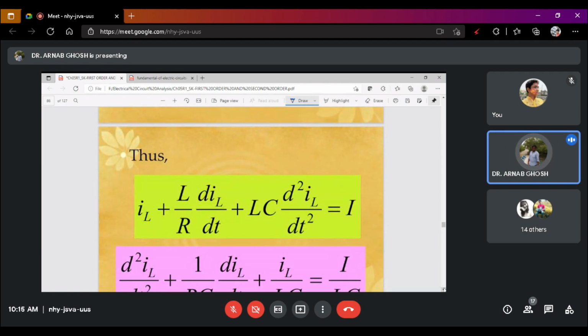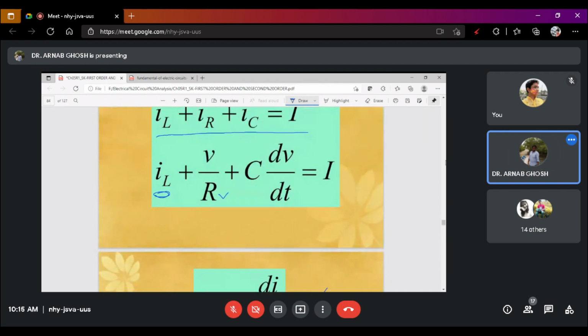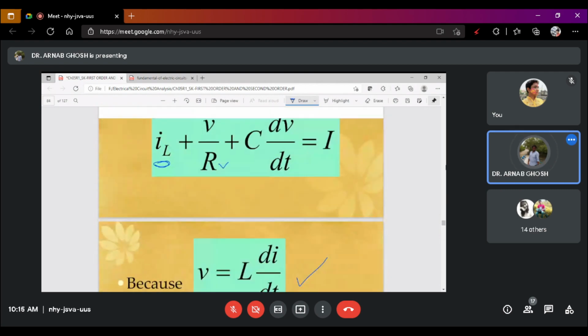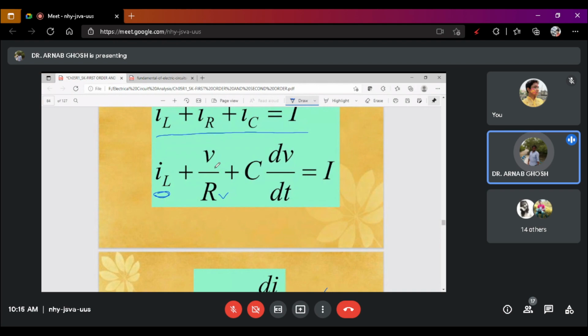If you closely look at this, I am writing this entire expression in terms of IL. Please closely look at this. I am writing this entire expression in terms of IL. Okay? See, V was equal to L di by dt, right?